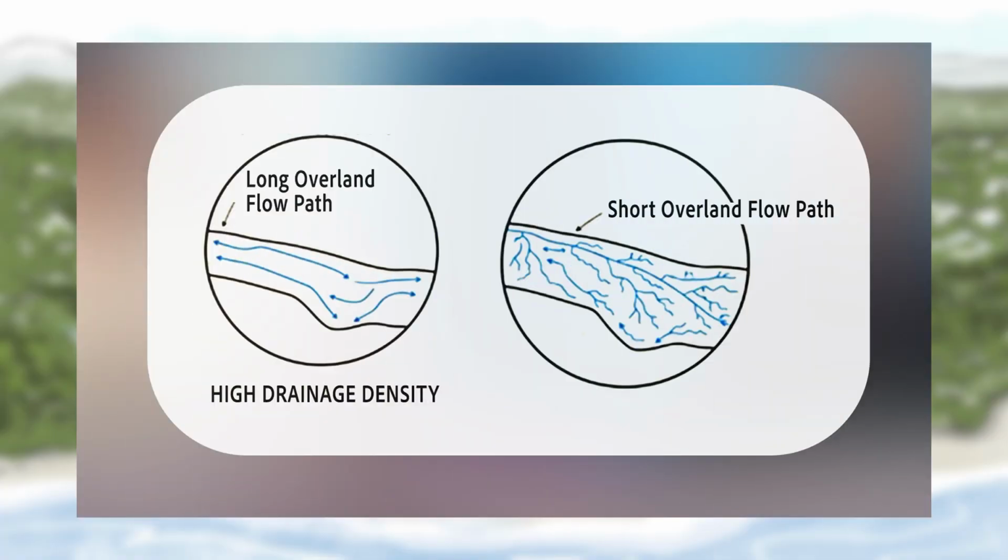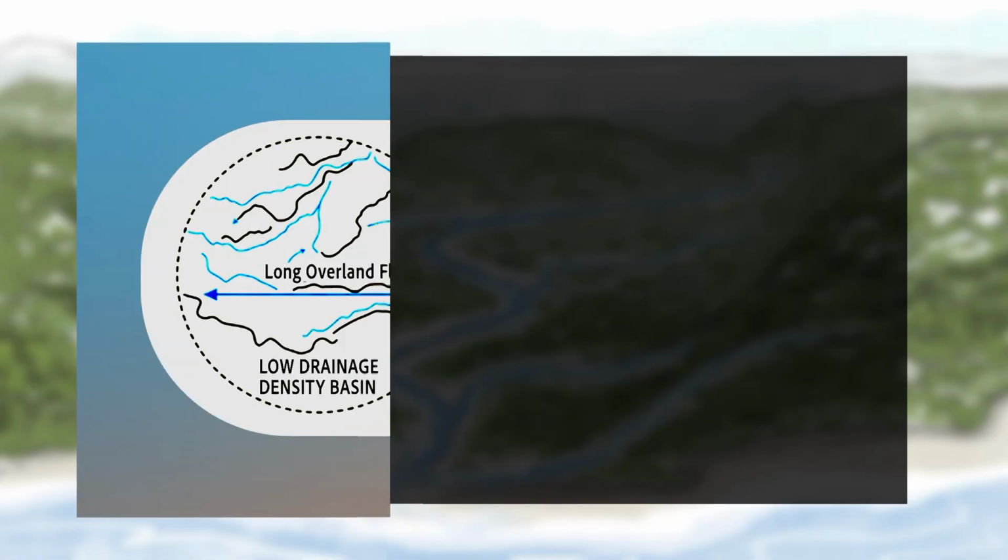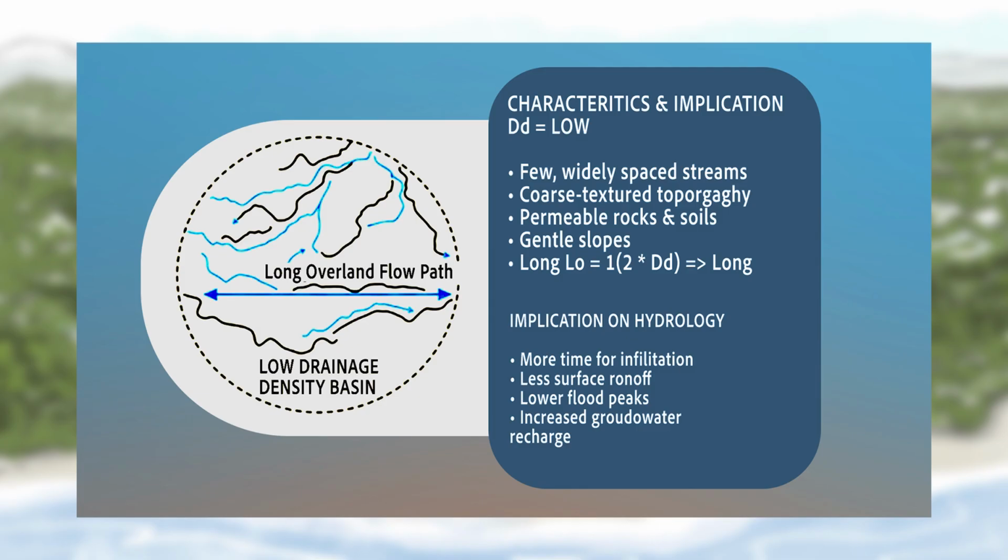Length of overland flow is the average horizontal distance travelled by the water over the land surface before it becomes concentrated into a definite stream channel. It represents runoff movement before the formation of rills and streams. The formula given by Horton in 1945 expresses it as Lo = 1 / (2Dd), where Lo is the length of overland flow and Dd is drainage density. Length of overland flow is inversely proportional to drainage density.